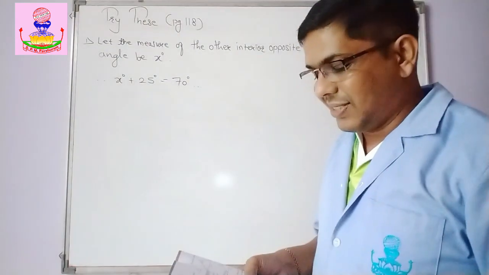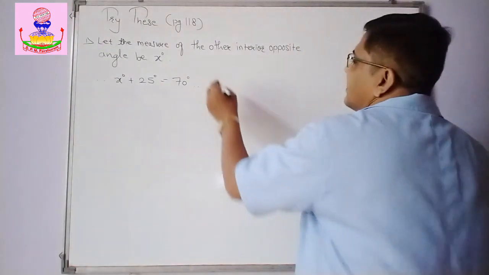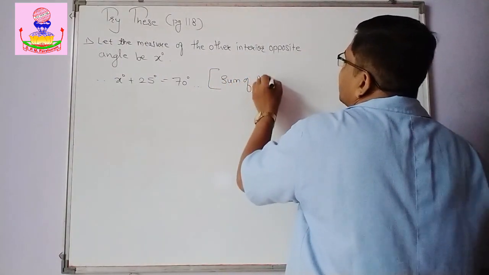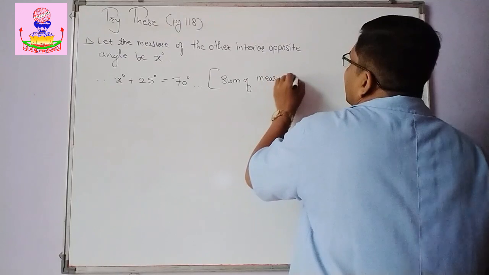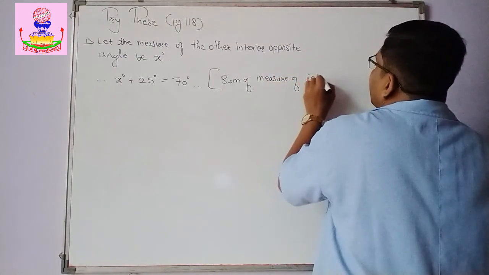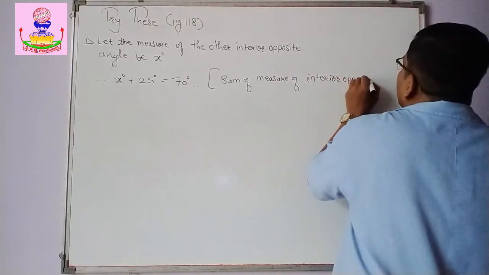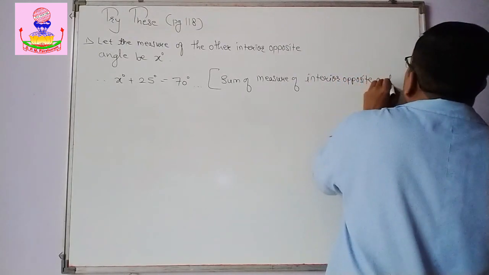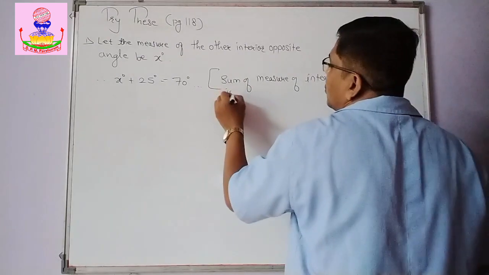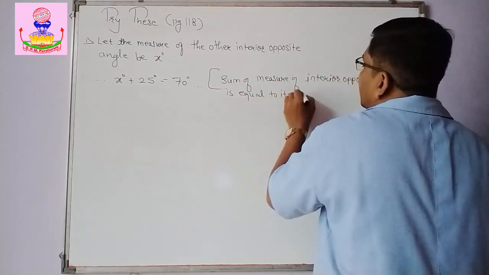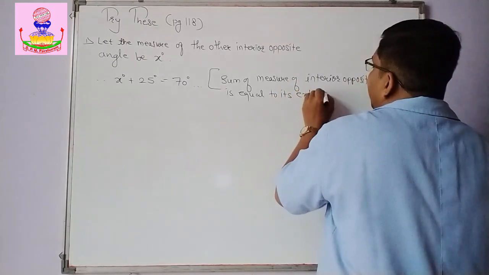Sum of interior angles is equivalent to exterior angle. Sum of measures of interior opposite angles is equal to its exterior angle.